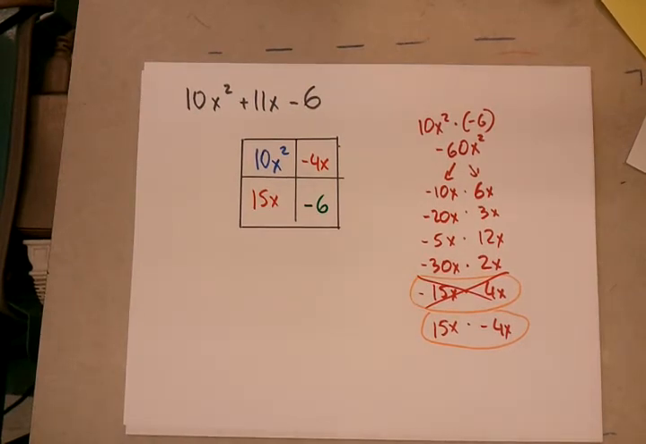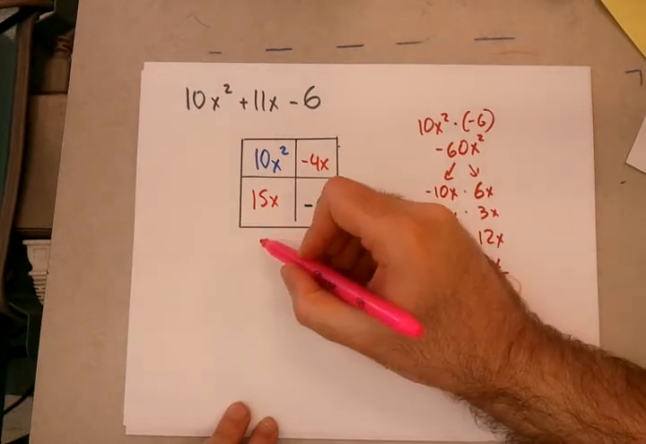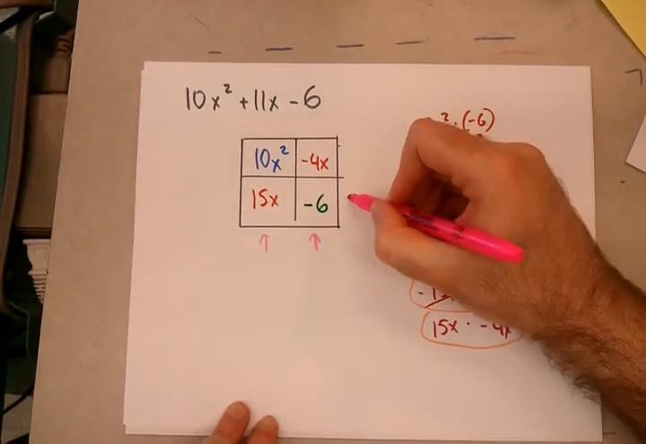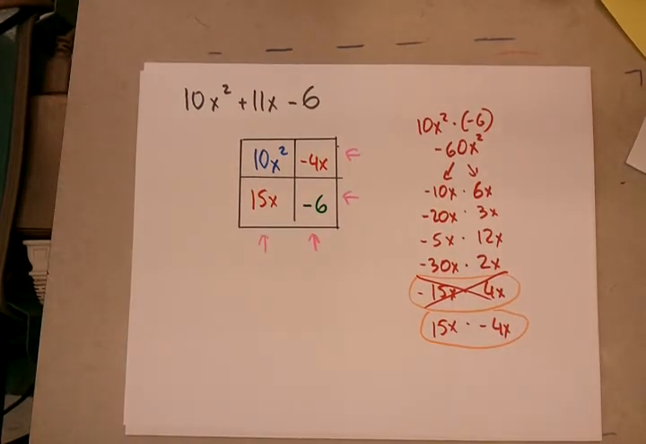Great. Next part, you are going to factor up and down, and then you're going to factor side to side. Now, what do I mean? You are going to factor this way. You're going to factor this way. Then you're going to factor that way, and you're going to factor that way. And you're factoring using the GCF method.